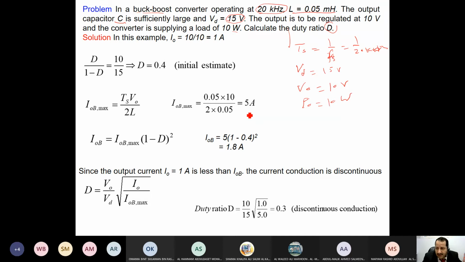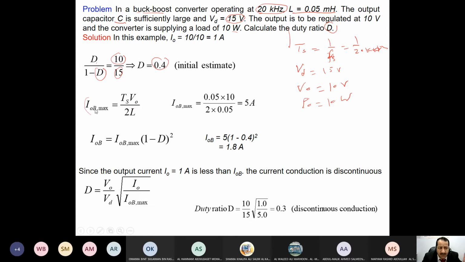Now let's start at the beginning to find D. D is always an essential element to be found. Without finding D, we cannot do the calculation. I don't know if it is continuous or discontinuous, but I start by assuming continuous, and then I will see. So D over 1 minus D equals 10. I have the output voltage and the input voltage, I solve this equation, and I get the duty cycle to be 0.4.